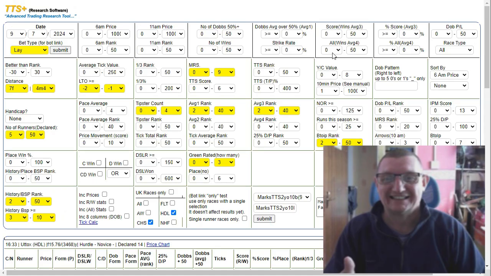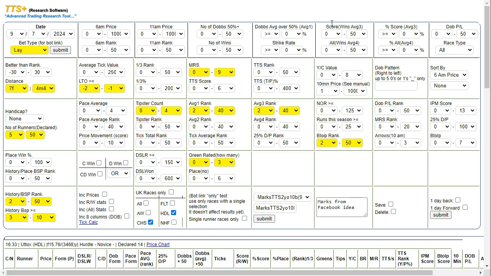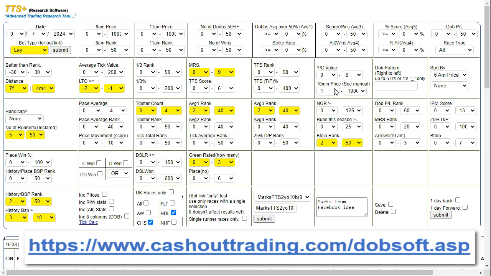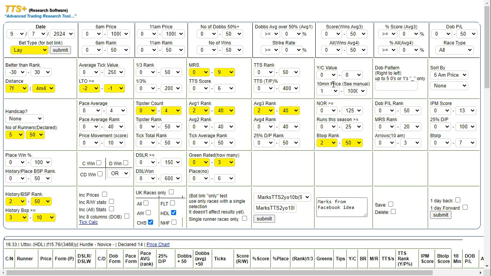Hi, it's Malcolm here, and if you don't know me, I've been creating software for the betting industry for the last 24 odd years, and TTS Plus is one of my system builder type products. It basically allows you to create systems and save them and get links that you can use with the bot. Now, this is not my idea. This is one that I originally started off, but people have come along and improved it or tried using it in different ways.